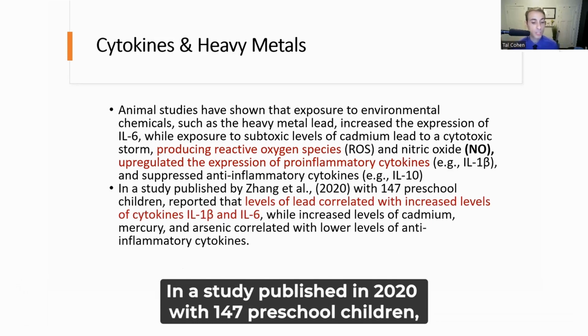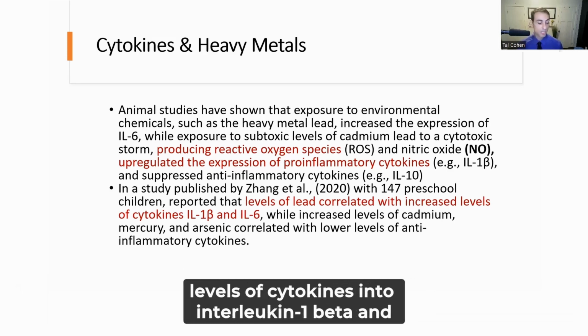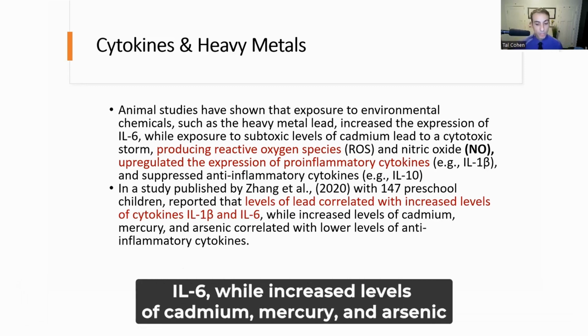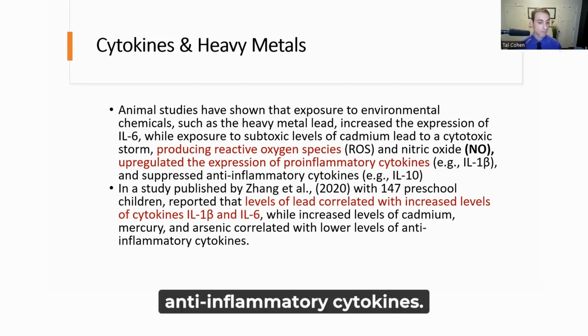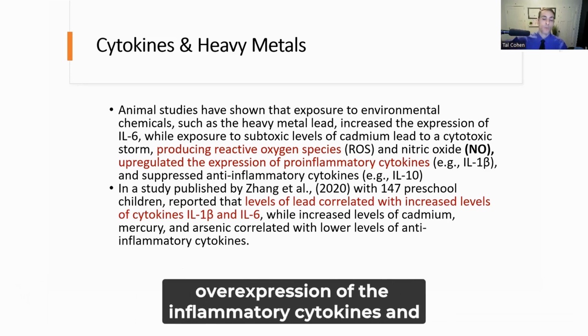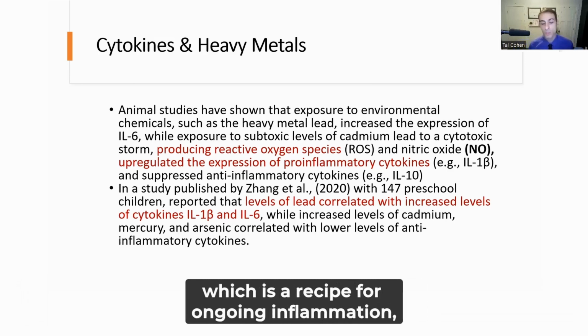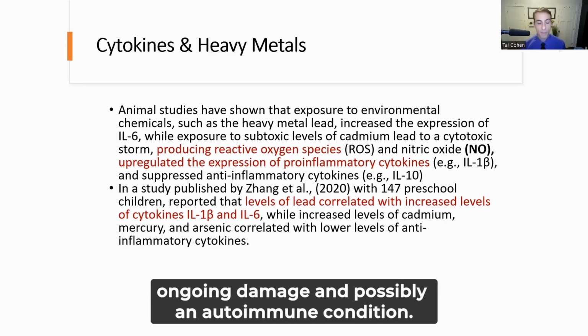In a study published in 2020 with 147 preschool children, researchers reported that levels of lead correlated with increased levels of cytokines interleukin-1 beta and IL-6, while increased levels of cadmium, mercury, and arsenic correlated with lower levels of anti-inflammatory cytokines. So you can see on one hand, with heavy metals, we have an overexpression of the inflammatory cytokines and suppression of the anti-inflammatory cytokine, which is a recipe for ongoing inflammation, ongoing damage, and possibly an autoimmune condition.